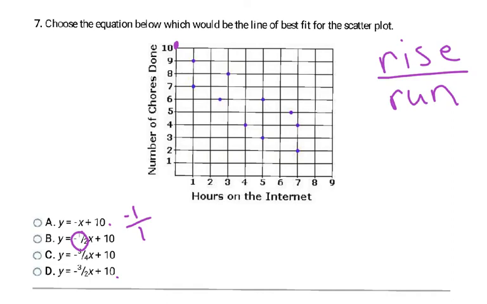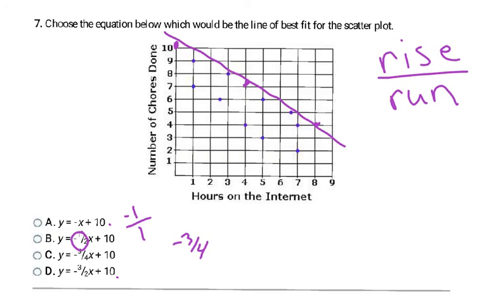So now I'm going to look at letter C. My slope in letter C is negative 3/4. So that means I'm going to go down 3, 1, 2, 3, and over 4. So that means I'm going to put a point right there. And I'm going to do that again, down 1, 2, 3, and over 4. And I connect those points.